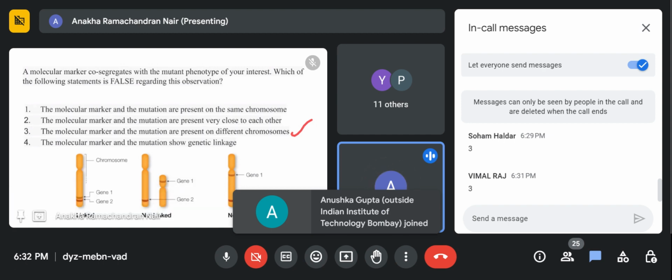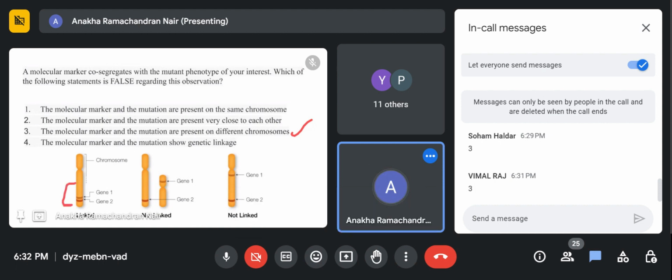But since they are linked like this, as you can see here, they're very close to each other. So no matter if recombination takes place, you keep getting both the genes together. The molecular marker and the mutant genotype keep going with each other. So they show linkage because they are close by to each other and obviously present on the same chromosome. So that is the correct answer.